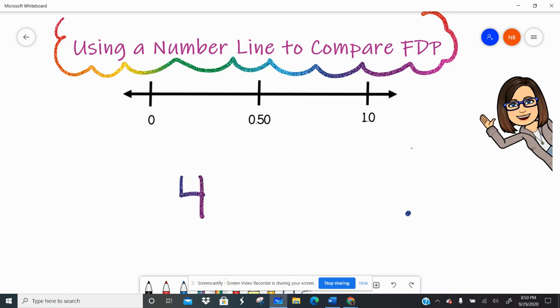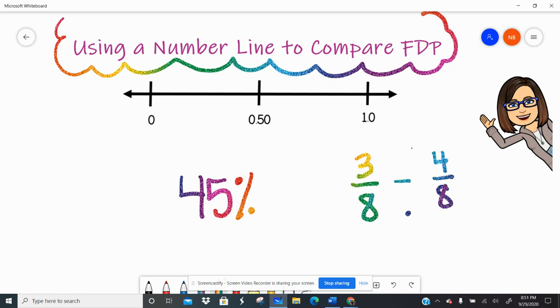Say I have 45% of something, and I want to compare that to 3/8. Well, this one gets a little trickier because I know that they're both less than half, right? I know that 4/8 is half. So 3/8 has to be less than half, right? So I know that 3/8 is somewhere down here, possibly. And 45%, well, that's almost half, right? So I'm going to guess that 45% is right here.